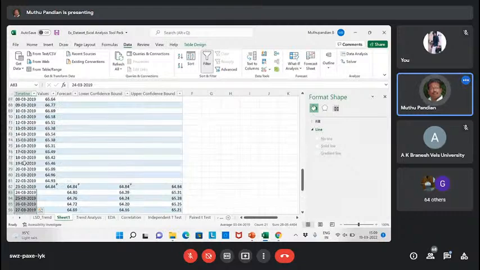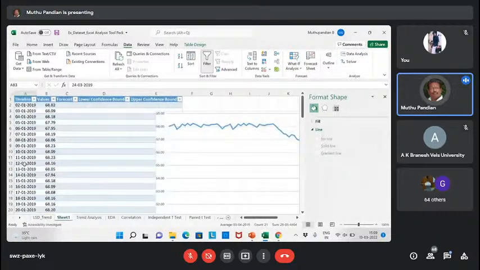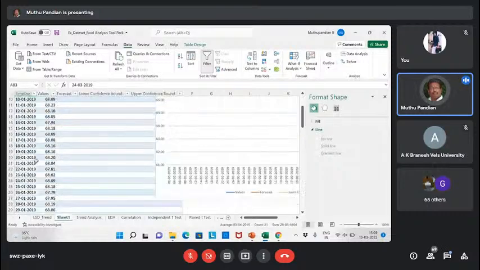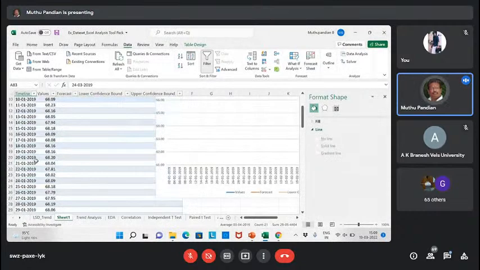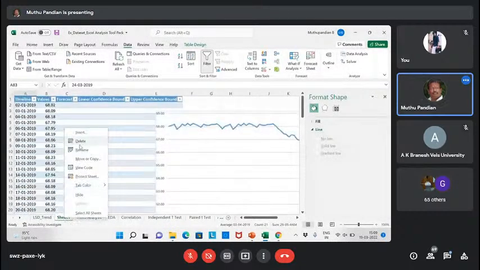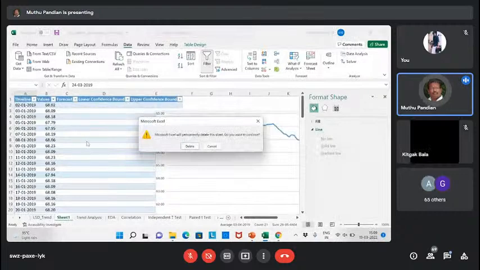A 21-day prediction is there for 3-month data. I'm having 3-month data, and based on the 3-month data, I'm having a 21-day prediction. So this is what we call forecasting. I repeated the point.